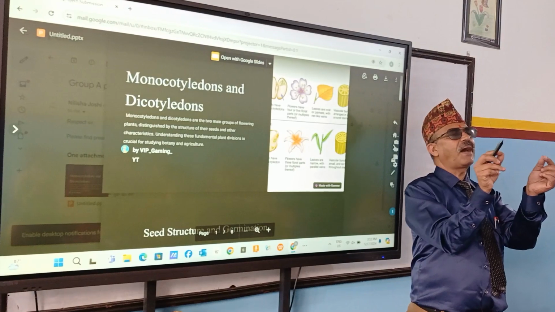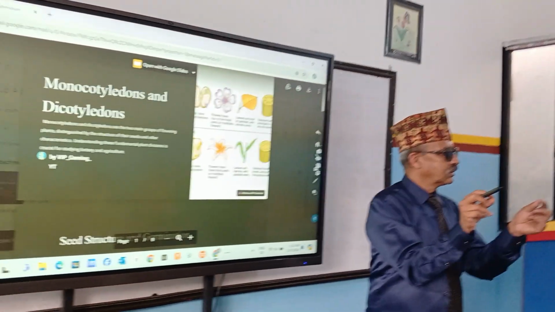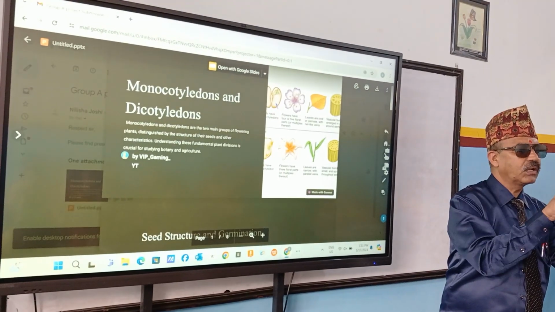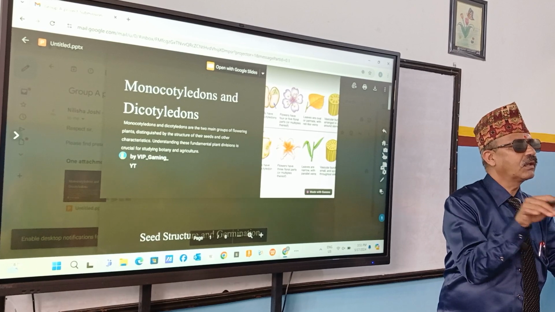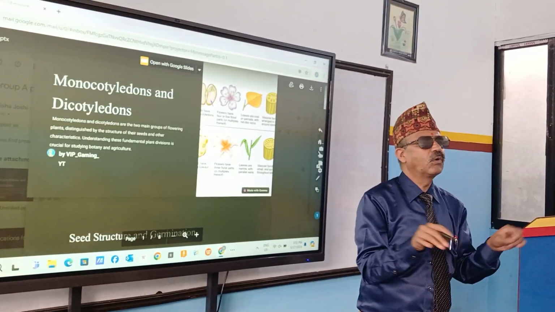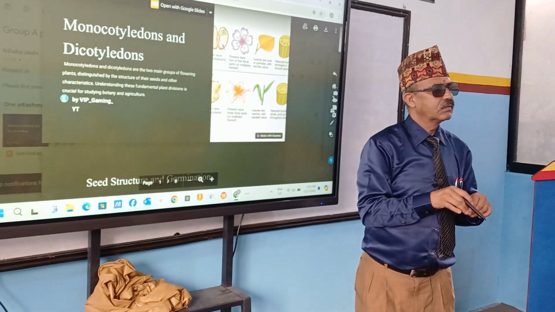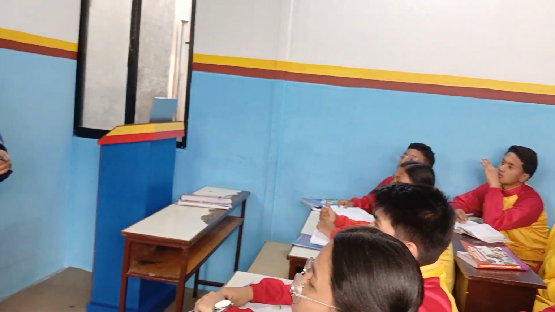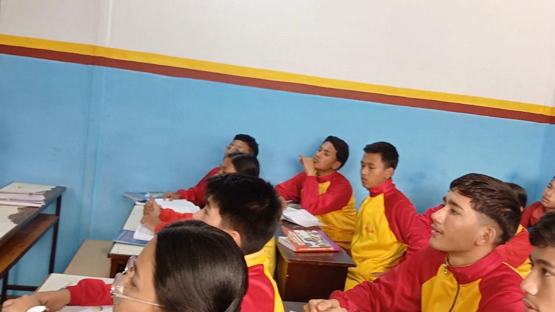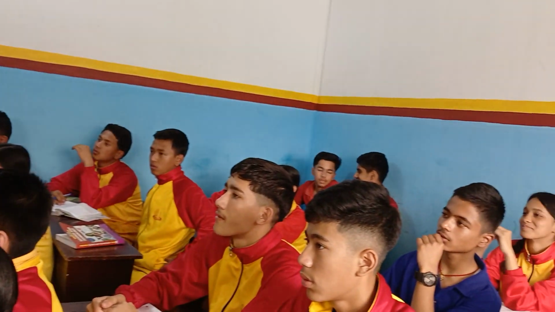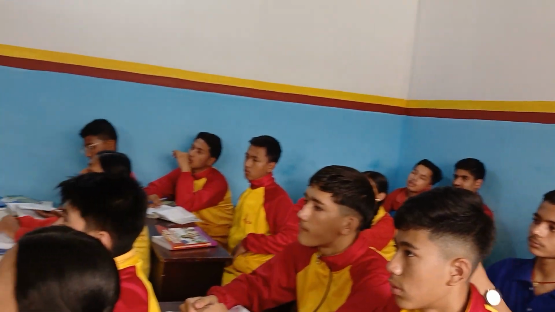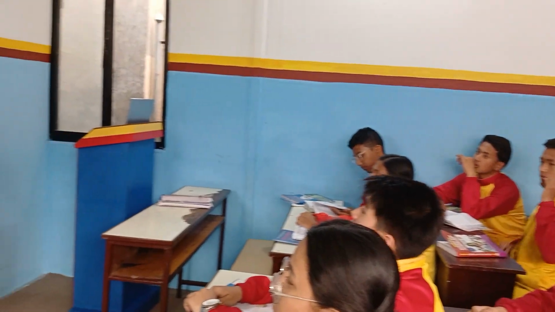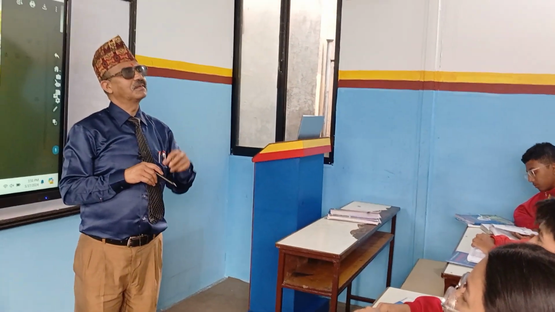Betel leaf. You have seen paan ko pata or not? Yes, so that is flat also. And what about the venation? Parallel or reticulate? Reticulate. In money plant? Reticulate. In banana? Parallel is there. That is monocotyledon. Okay? In coconut? Yeah, coconut is also monocotyledon. Okay?